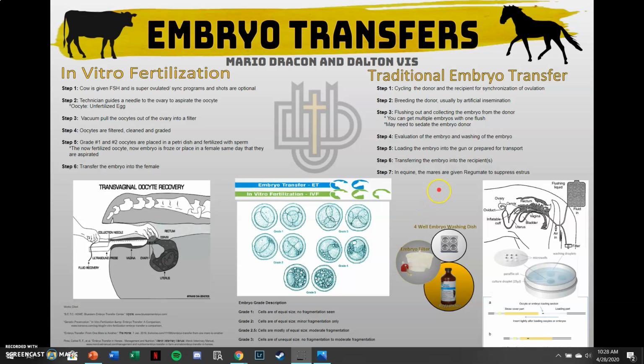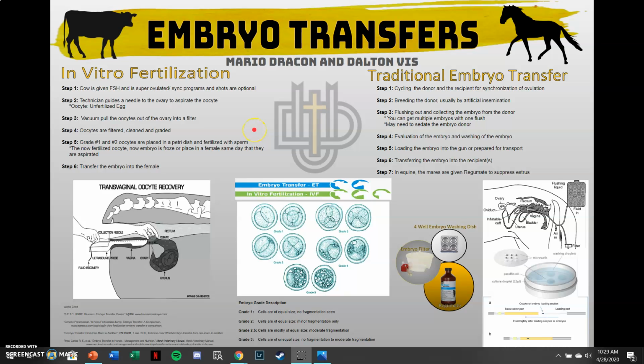I know in equine they're given Regumate, which suppresses estrus, which just kind of helps the mare be able to take the embryo better and gives it a better chance. And in embryo transfers, the traditional embryo transfer, most of the time it's just done in cattle and horses. Those are the two main animals that it's done in, but it can be done in pigs or sheep or goats or other small ruminants as well. But two of the main that it's practiced in is cattle and horses.